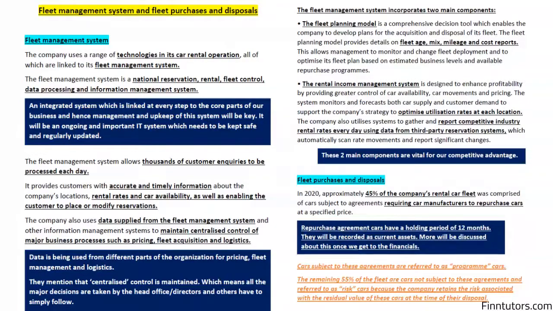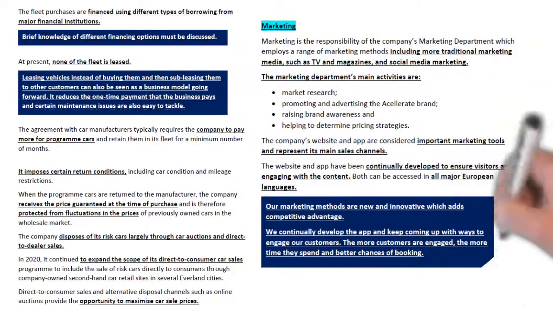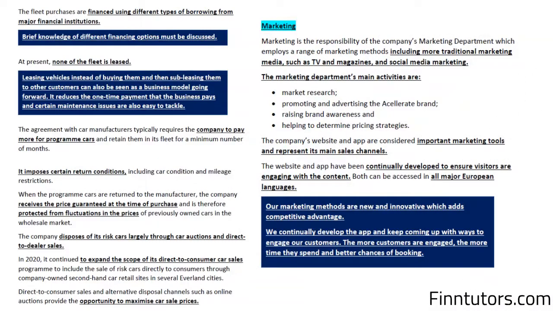The other 55% of the fleet are cars which are not subject to these agreements, and they are referred to as risk cars because the company retains the risk associated with the residual value of these cars at the time of their disposal. So 45% are known as program cars with the repurchase agreement, 55% are known as the risk cars. The fleet purchases are financed using different types of borrowings from major financial institutions.